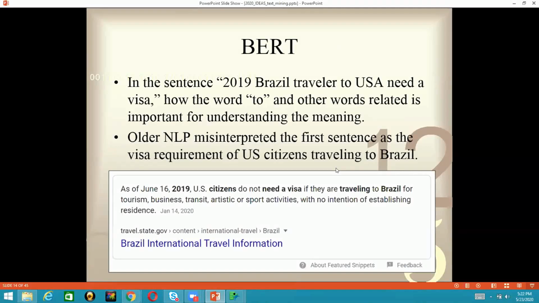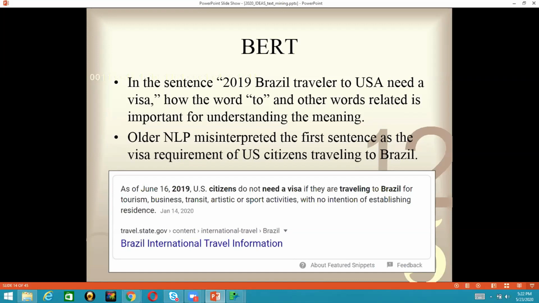Now let's go back to the sentence. In the sentence, "2019 Brazil traveler to USA need a visa," how the word "to" and other words relate is important. You need to know which direction, to and from. And older NLP, older natural language processing, misinterprets the first sentence.